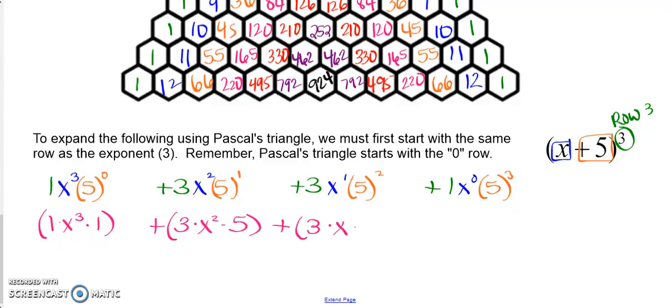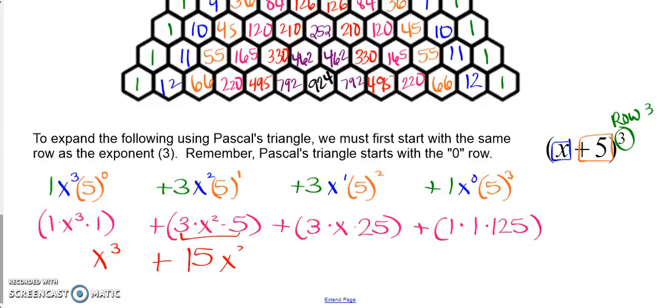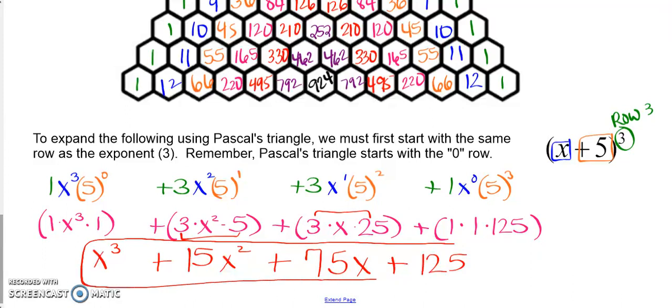3 times x times 25. Then we've got 1 times 125. Okay, so you can see we have 4 terms. Notice that's one more than that exponent in our (x + 5) to the third. So in this first parentheses, we just get x to the third. Here, when we multiply the 3 and the 5, we get 15x squared. Plus, simplify, 75x plus 125. That's what you would get if you were to multiply (x + 5) times (x + 5) times (x + 5) and combine like terms.